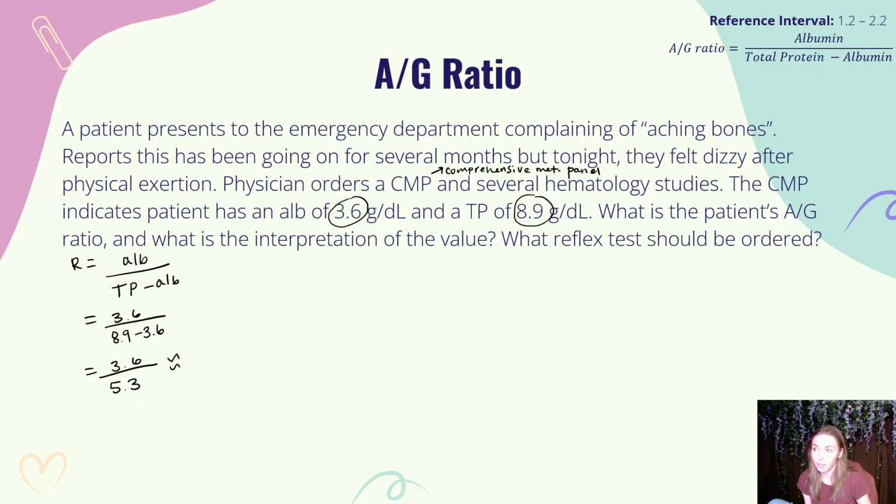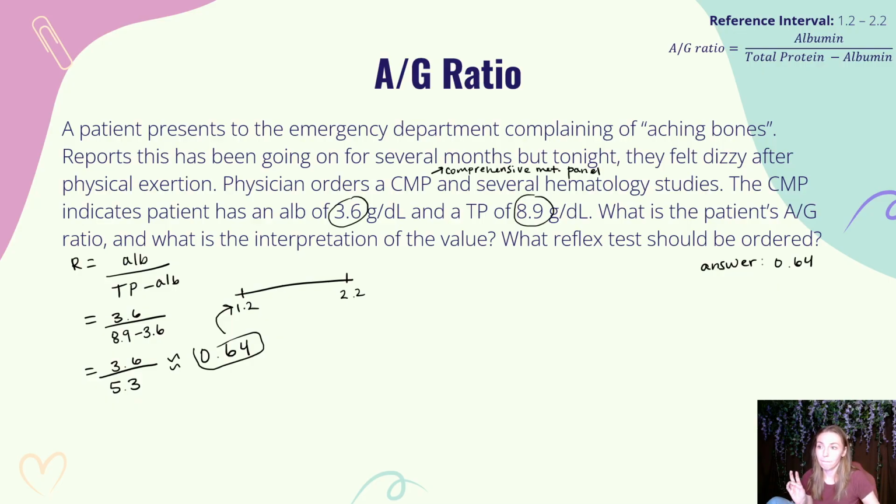which if you can look at that, you're already going to be able to tell because this number is so much smaller than this number. You're already going to be able to tell that this is going to be a low ratio. So that's going to equal roughly 0.64. So again, 1.2 to 2.2. This is significantly lower than 1.2. So far, our answer is 0.64 is our ratio of albumin to globulins.